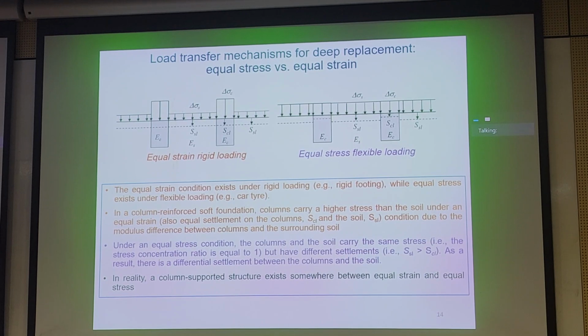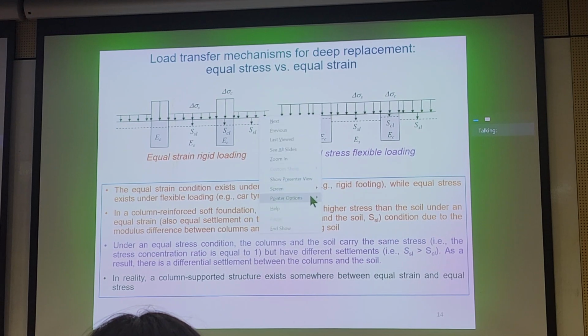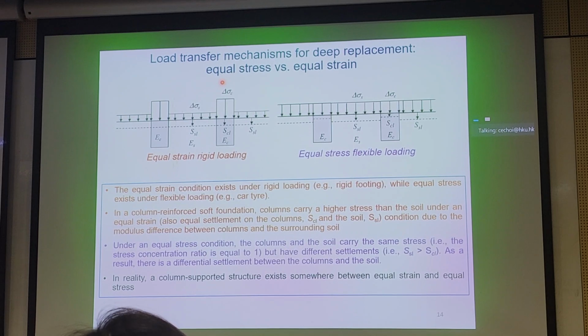Now, there are of course extreme cases, right? On the top left figure here, you can see that your columns will be much stiffer than the in situ soil. Anything stiffer will pick up more load. Now, what happens if your columns pick up too much load and the in situ soil doesn't pick up any load? Well, then your columns will fail.